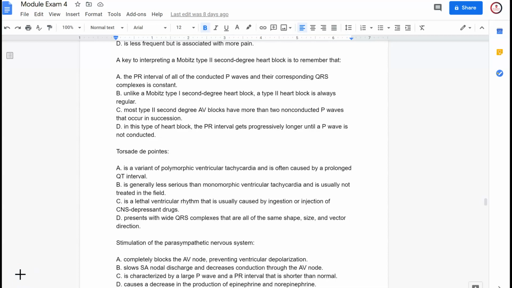Your PR interval is constant. Yeah, so PR interval is constant. That's good. Type 2 is always regular.